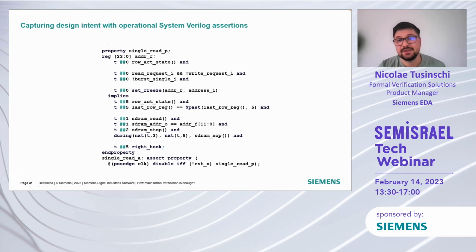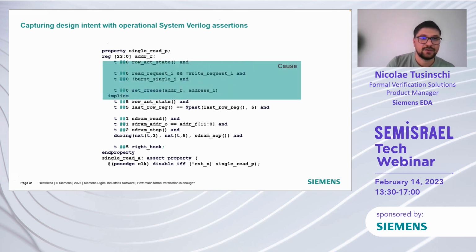So the reset uses a specific pattern. For the implication operators, it requires a single implies; the non-overlapping or overlapping operators that you perfectly know are not allowed. And then we have the local variables captured using a set freeze macro, etc.